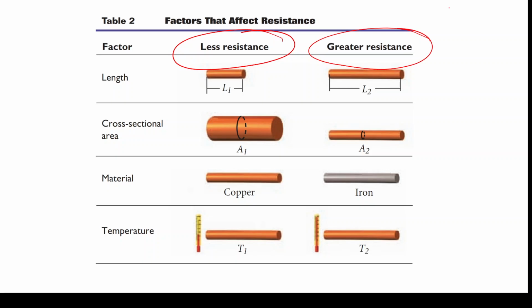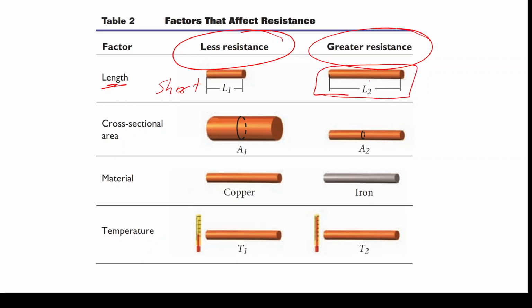There are 4 ways to do this. The first thing is to talk about the length. If the wire is short, if the length is short, this one is the short side as you can see, then the resistance will be less. But if the wire is long, then the resistance is a lot.